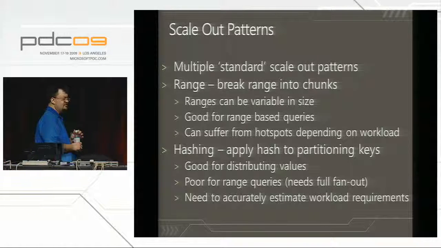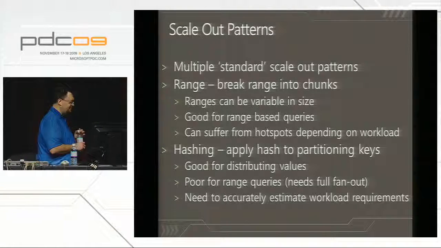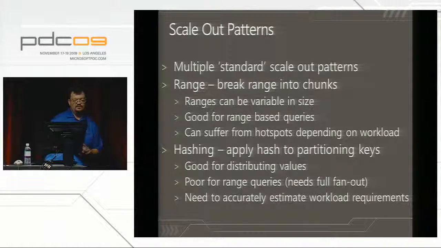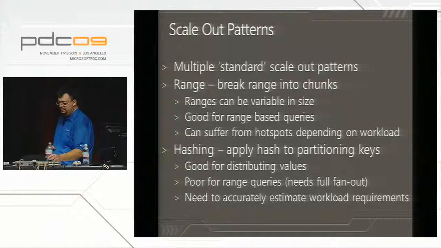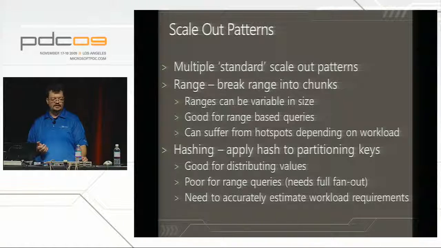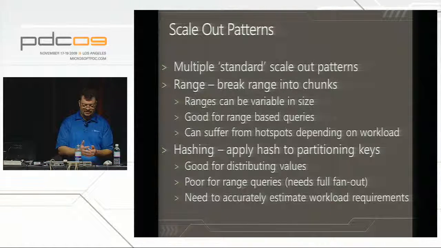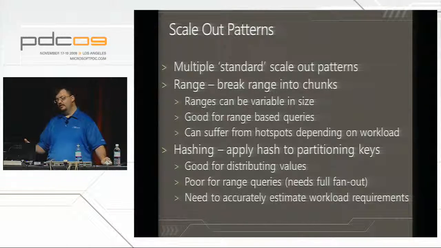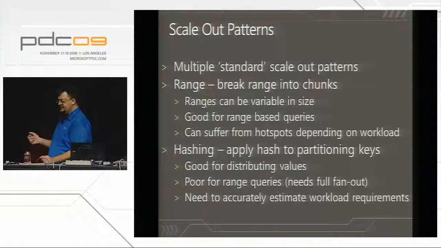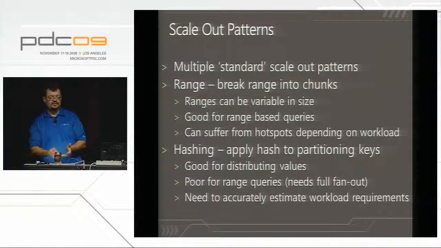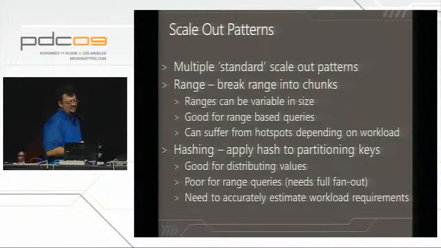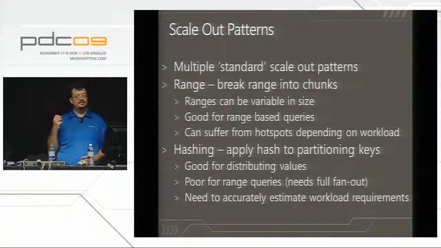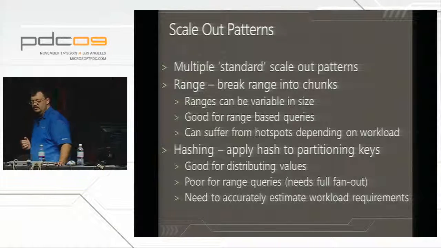The problem with hashing is that it's really poor for range queries. It requires a full fan out. So let's say I'm partitioning based upon customer ID, and I've hashed my customer ID and spread them all out across 100 databases. If I need to say, show me every customer in the state of New York, I would have to take that query and issue it to 100 different databases, pull those results back, aggregate them in my middle tier, and then return them to the caller.